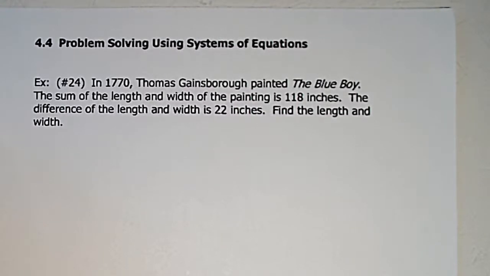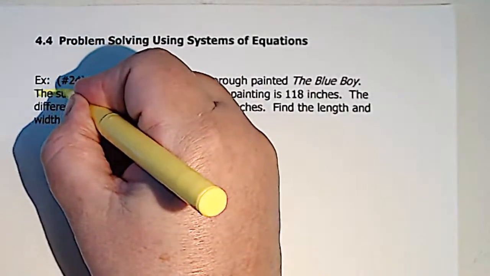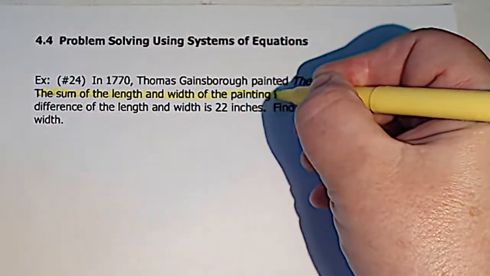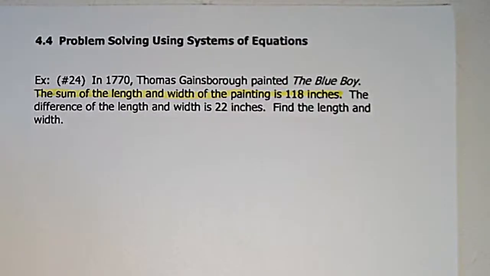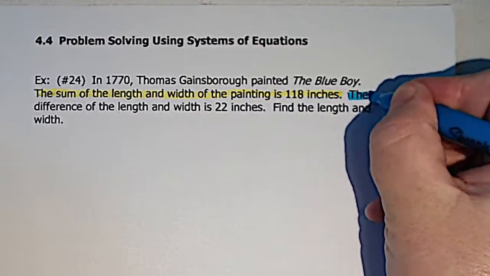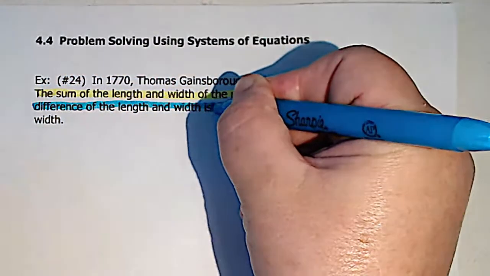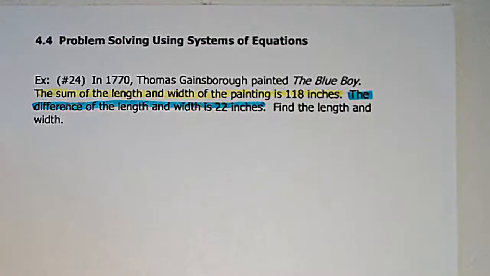This first problem is about a famous painting called The Blue Boy. You may have heard of it or seen it. In 1770, Thomas Gainsborough painted The Blue Boy. The sum of the length and width of the painting is 118 inches, and that's a number sentence, so I'm going to yellow that out. The difference of the length and width is 22 inches. Again, I've got another sentence with some more numbers, so I'm going to mark that in blue. Find the length and the width.